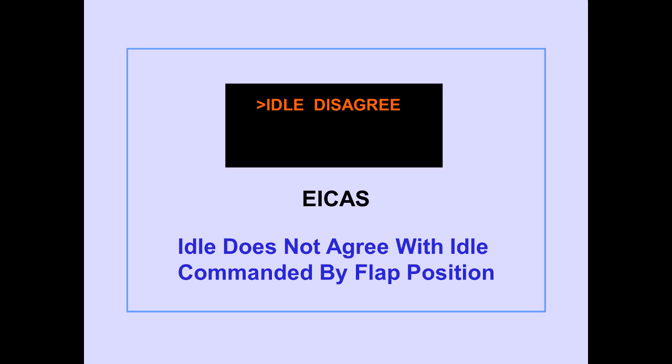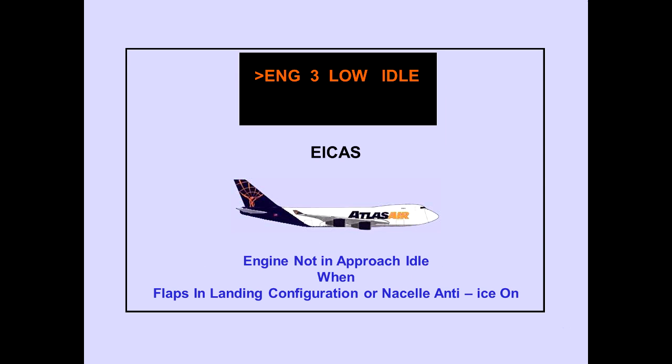The ICAS advisory message, Idle Disagree, is displayed if the idle setting of one or more engines does not agree with the idle setting commanded by flap position. The ICAS advisory message, Engine Low Idle, is displayed if the engine is not in approach idle when the flaps are in the landing configuration or nacelle anti-ice is on in flight.